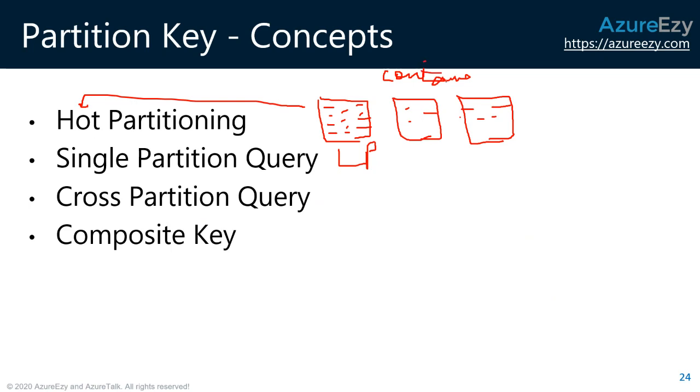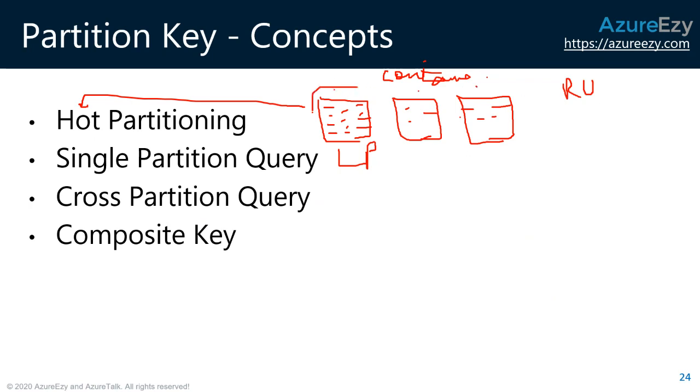Just like in data warehouse, we have DW in Azure. There is one more, like DTU, the old one of the Azure SQL database. Similarly, in Cosmos, we have RUs. Let's suppose if we have 1,000 RUs assigned at the container level, it will get evenly distributed to these. Okay, so let's make it 900. So it would be 300, 300, 300.